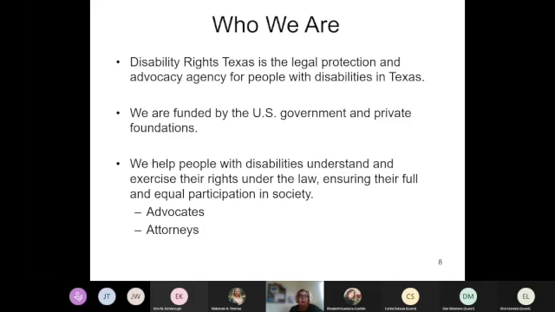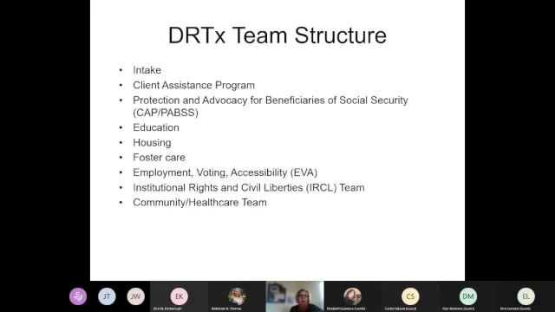We have several teams with disability rights. It includes our intake team. Each team has its own intake contact, which is great. Texas is a large state, so we're able to have our designated intake person. Of course, we have the Client Assistance Program, and Protection and Advocacy for Beneficiaries of Social Security. So they assist individuals when there is a barrier to employment, but they're already beneficiaries of Social Security.